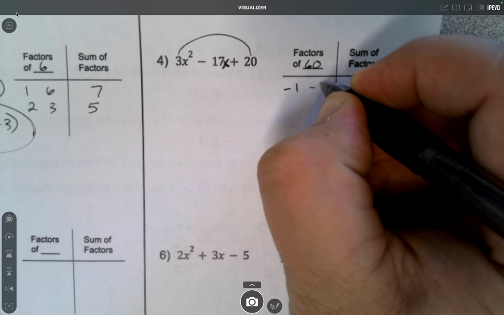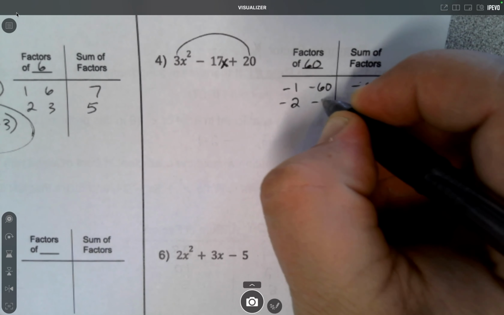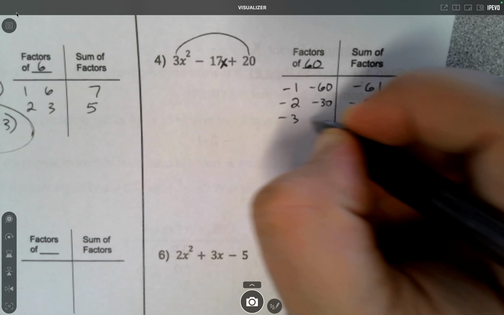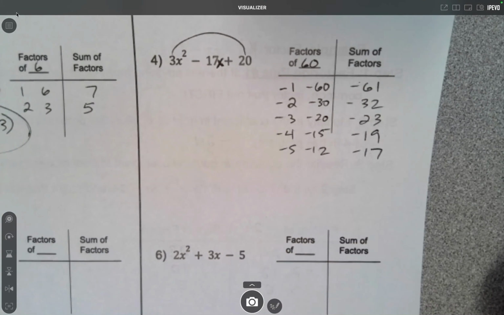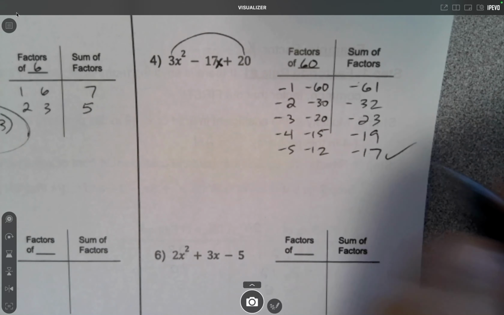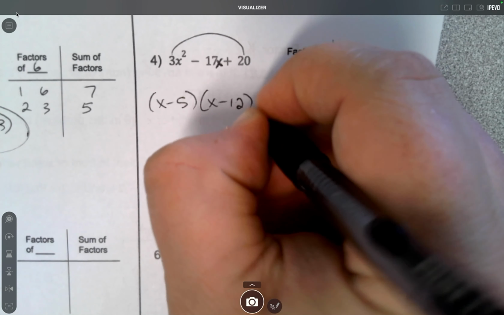So negative 1, negative 60 is negative 61. Negative 2 and negative 30, negative 32. Negative 3, negative 20 is negative 23. Negative 4, negative 15 is negative 19. Negative 5, negative 12, negative 17. There it is. That's the one we wanted, negative 17. So I'll write x minus 5 and x minus 12.